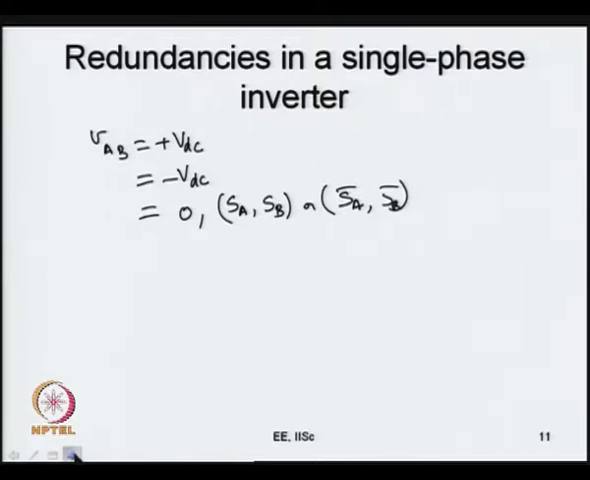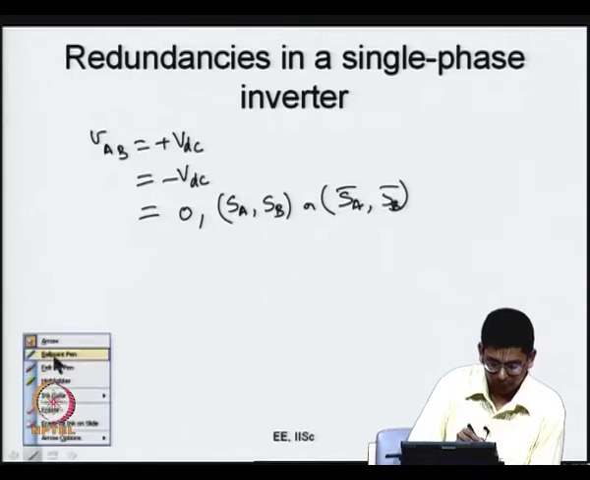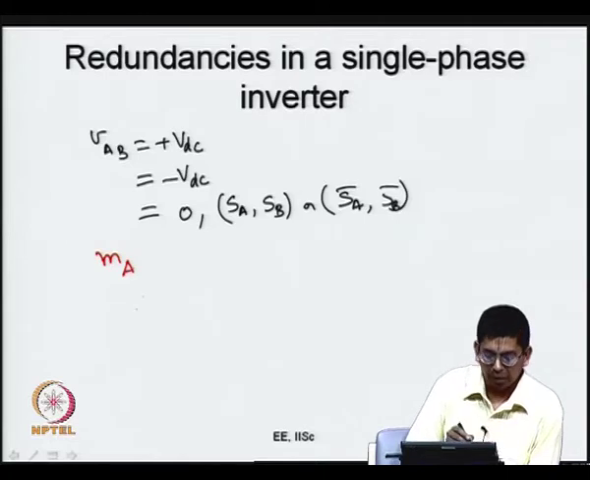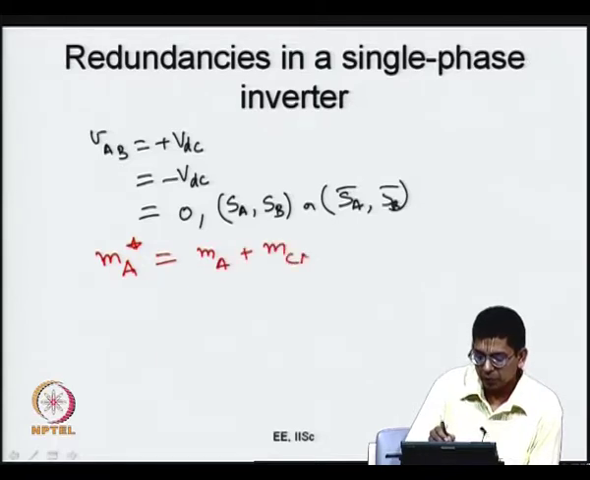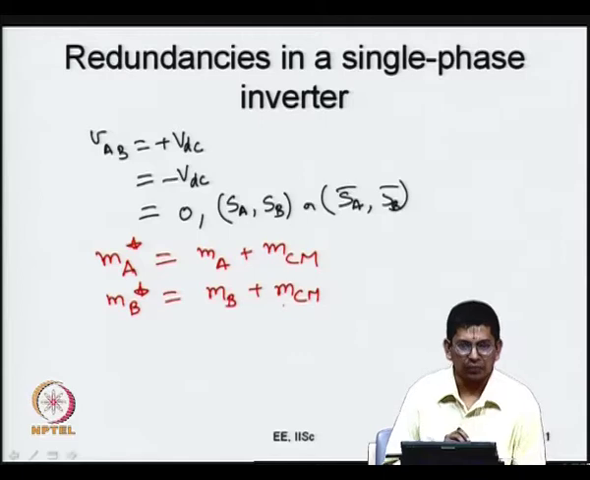So, this is what we mean by redundancy. These two legs can change and you can go about doing now. What you can do is consider adding a certain common mode signal. You have your MA, which you can call MA star, equal to MA plus a certain MCM, which is a common mode signal, and then you can look at MB star, which is equal to MB plus the same common mode signal. As long as the common mode signal is small, right?